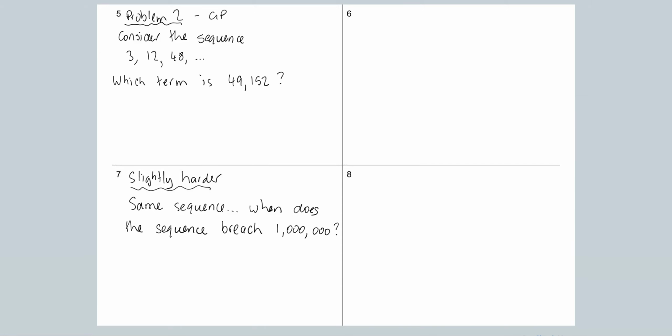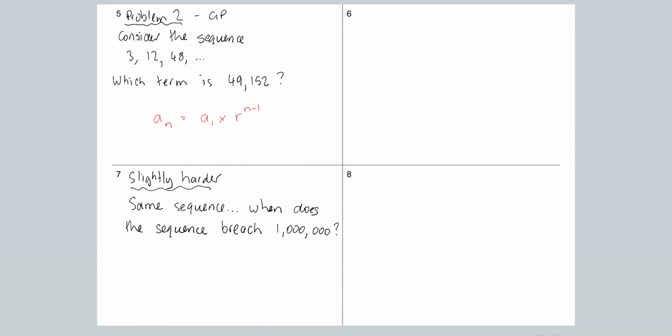So just to remind you that the formula for a geometric progression, the nth term is given by multiplying the first term by the common ratio raised to the power of n minus 1. So if it was the fifth term, that'd be a1 times r to the power of 4, 5 minus 1, etc. So let's have a look at it in relation to this problem here.